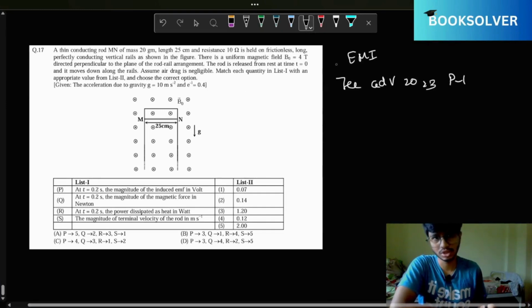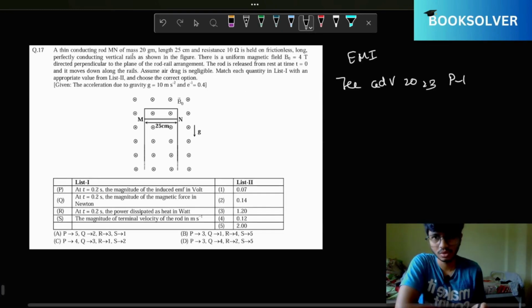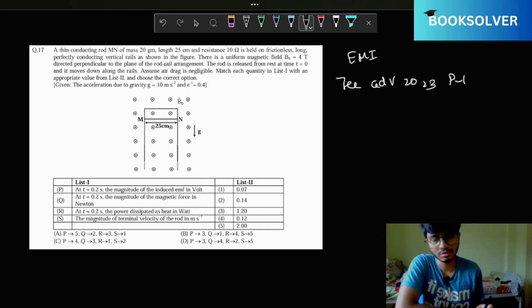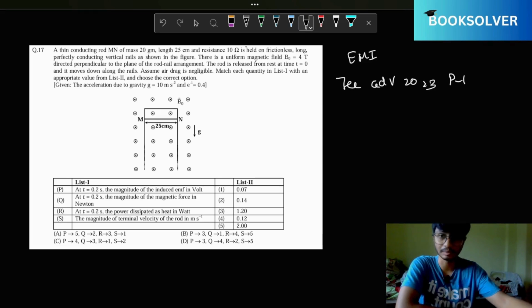Hey everyone, the given question is from EMI. The question is from JEE Advanced 2023 paper 1. So the question goes like this: a thin conducting rod MN of mass 20 grams and length 25 centimeters and resistance 10 ohms is held on frictionless long perfectly conducting vertical rails as shown in the figure.